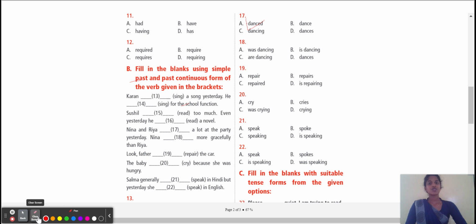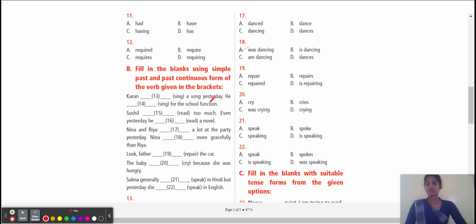Here the next question, 18th: "Nina dash more gracefully than Ria." That is a comparison with "more than", so we use it as the answer. Was dancing, is dancing, are dancing, dances are all present forms. So we can pick the option was dancing.